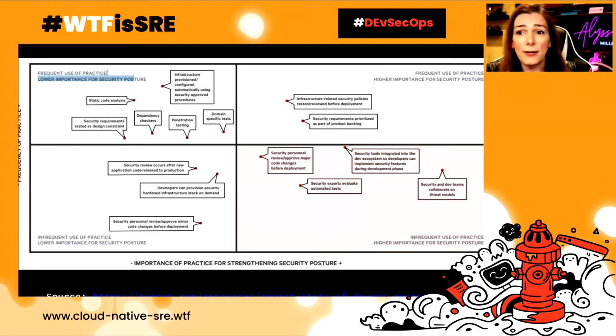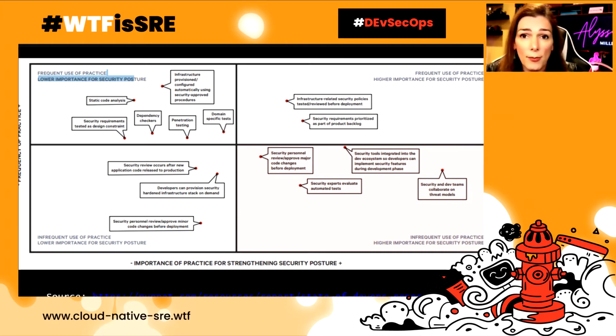Well, in 2019, Puppet and CircleCI, you probably recognize those two names, especially if you're in a DevOps culture. They got together and they did their 2019 State of DevOps report. And one of the things they looked at was security practices. And they mapped them out in terms of how common or how often those practices are executed versus the impact that those practices have on the security posture of our software.